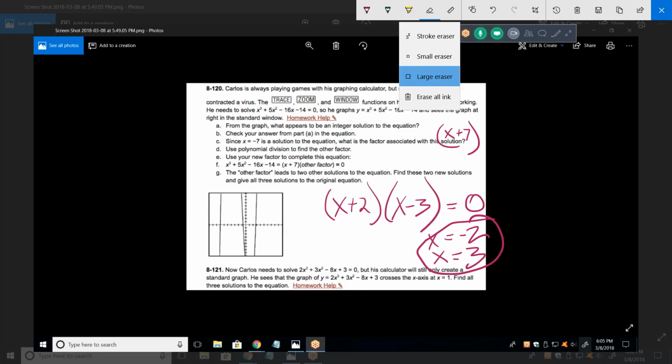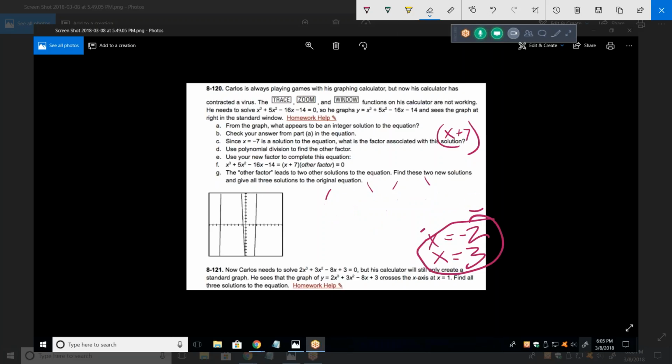In other words, always remember what you're doing. You're just going backwards. Most all math wants you to be able to go forwards and backwards, okay? Use polynomial division to find the other factor. Okay, well, what they mean is long division.